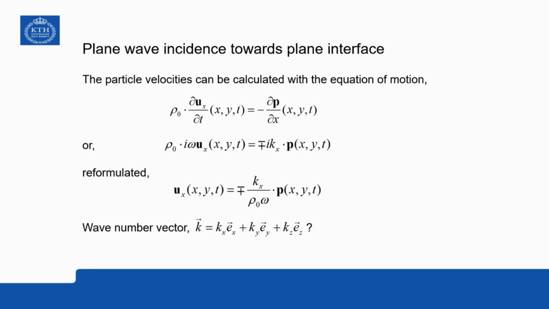Now we can introduce this wave number vector. In the general format, the wave number vector has three components: an x component, y component, and a z component. In our case, we consider this problem where kz actually is 0. So we only focus on the first two terms of this wave number vector, so we only have these kx and ky components.